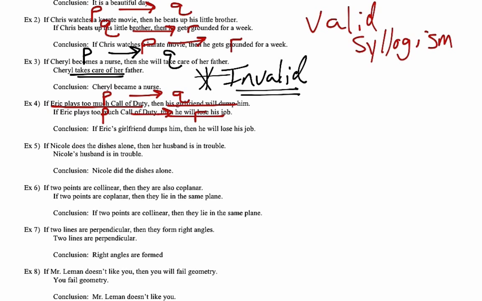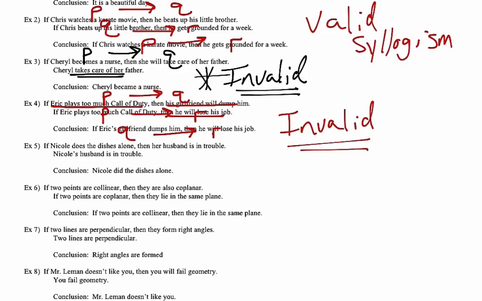So can I conclude that if Eric's girlfriend dumps him, Q, that will lead him to losing his job, R? Well, at first glance, you're probably thinking, no, this doesn't make any sense. And you're right. This would be an invalid use of syllogism. If he plays too much Call of Duty, he'll lose his girlfriend. If he plays too much Call of Duty, he'll lose his job. So if he plays too much Call of Duty, he's going to lose his girlfriend and his job. But just because his girlfriend dumps him doesn't mean he's going to lose his job.